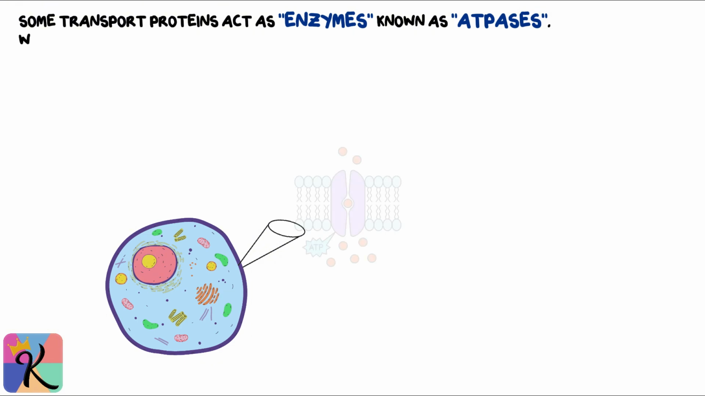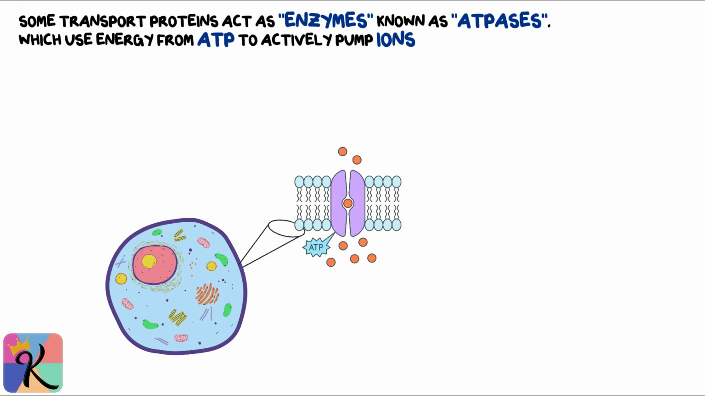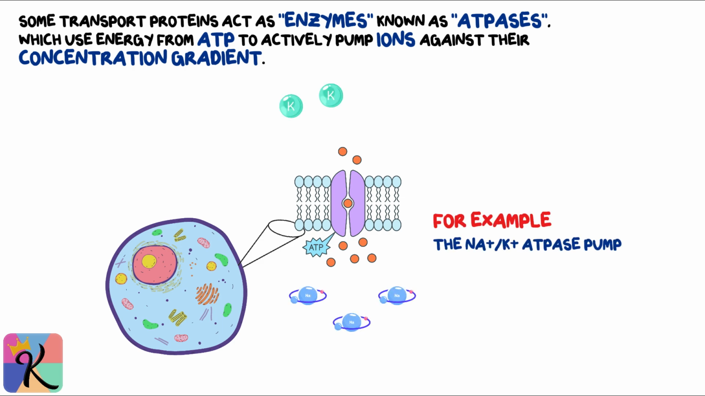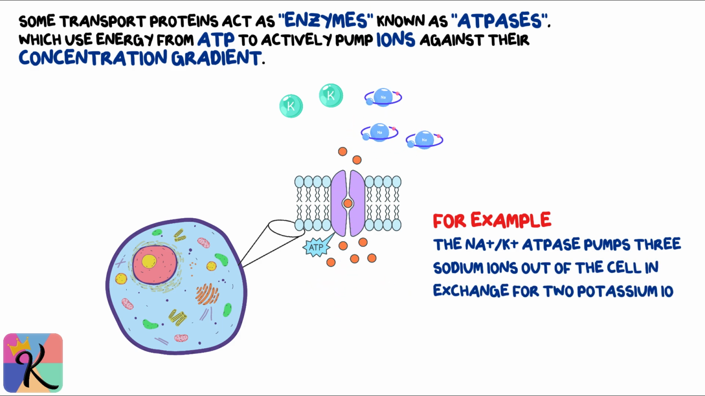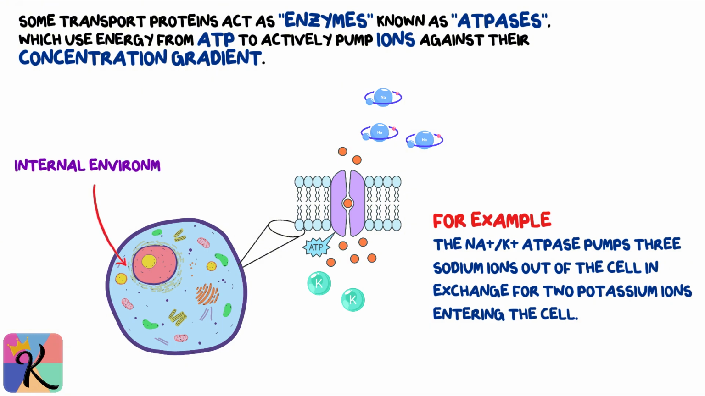Some transport proteins act as enzymes known as ATPases, which use energy from ATP to actively pump ions against their concentration gradient. For example, the sodium-potassium ATPase pumps 3 sodium ions out of the cell in exchange for 2 potassium ions entering the cell. This process requires energy and is essential for maintaining the cell's internal environment.